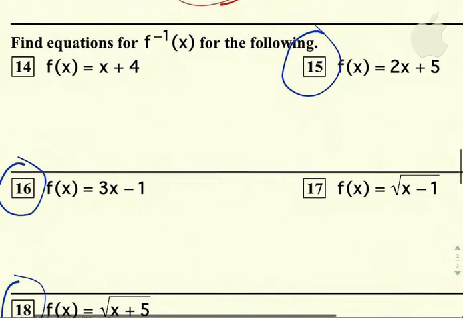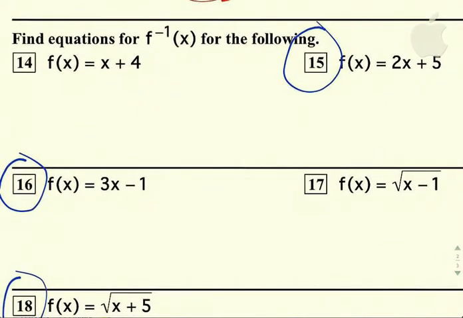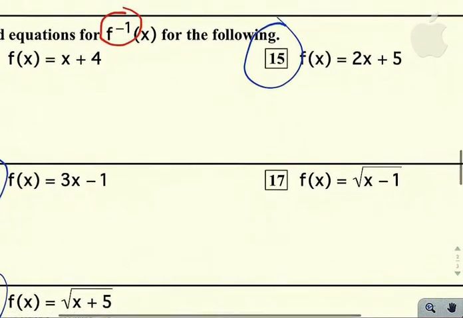Number 14 says find equations for f inverse of x for the following. Remember, this is not an exponent. Negative 1 is not an exponent there. It means f inverse of x. To find f inverse of x in number 15, remember f of x is the same as y.